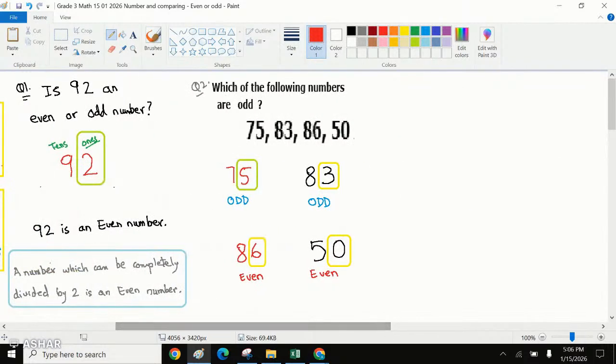So let's look at another question. Some of these numbers were odd, some of these numbers were even. How did we find odd numbers? We saw this number 5 and 3. Ending with a 5 or 3 is always odd. How did we find even? Ending with 6 or ending with 0 is even. Okay?